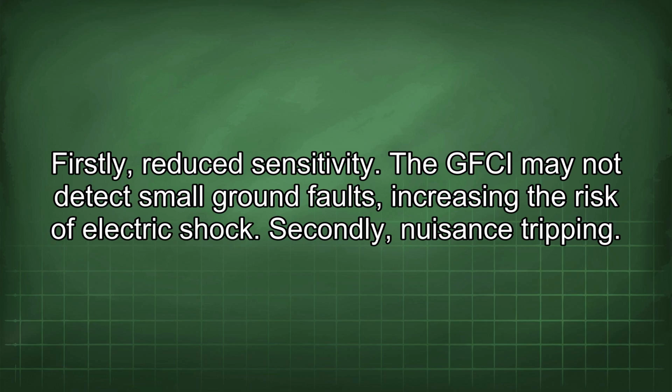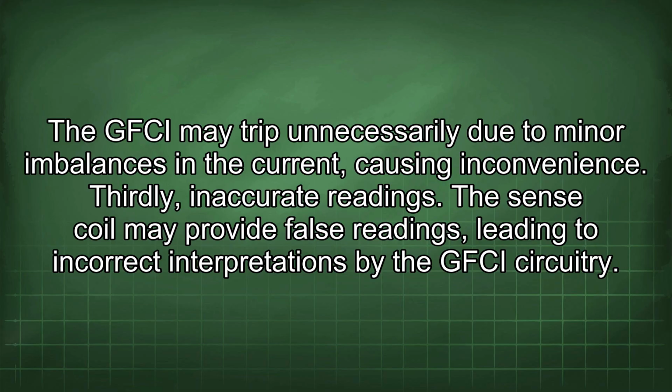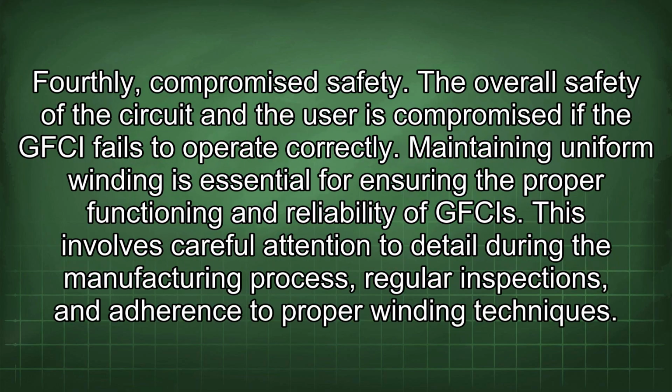Secondly, nuisance tripping. The GFCI may trip unnecessarily due to minor imbalances in the current, causing inconvenience. Thirdly, inaccurate readings. The sense coil may provide false readings, leading to incorrect interpretations by the GFCI circuitry. Fourthly, compromised safety. The overall safety of the circuit and the user is compromised if the GFCI fails to operate correctly. Maintaining uniform winding is essential for ensuring the proper functioning and reliability of GFCIs.